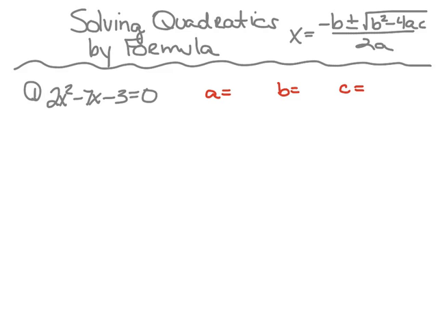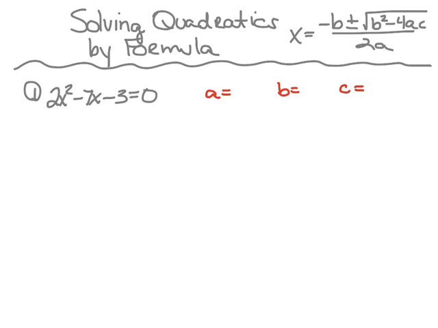Alright, we're going to continue looking at solving quadratics using the quadratic formula. And again, that formula is x equals negative b plus and minus the square root of b squared minus 4ac, divided by 2a. Number one, we have the quadratic 2x squared minus 7x minus 3 equals 0.